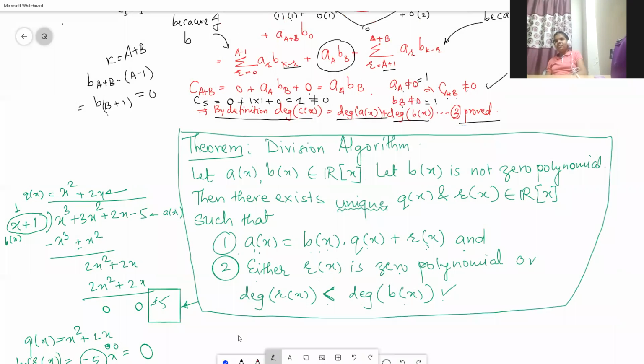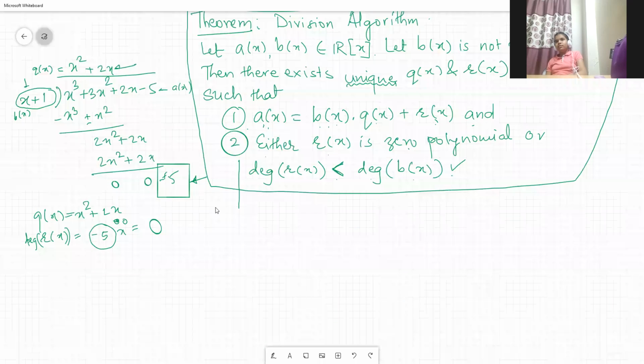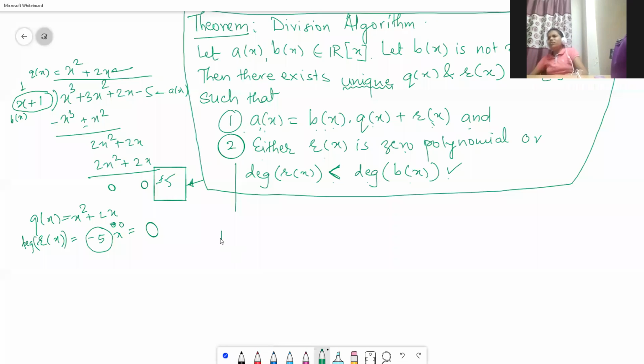P of x, that is the polynomial, is equal to 3x cube plus 2x square minus x minus 7. Okay. How much is P of 1?